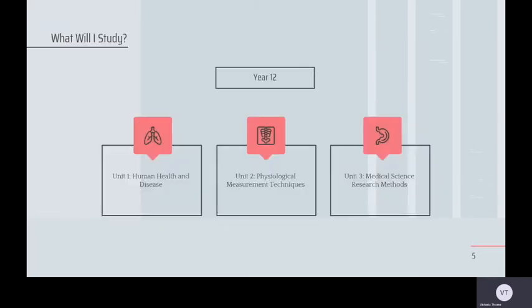Now let's have a look at what you will study. In Year 12, you will sit 3 units. Unit 1 looks at human health and diseases. This unit develops knowledge and understanding of human anatomy and physiology. You will develop an understanding of the function of organ systems and some problems that can occur in these systems. The unit will enable you to understand the normal functioning of the body at a cellular and physiological system level.